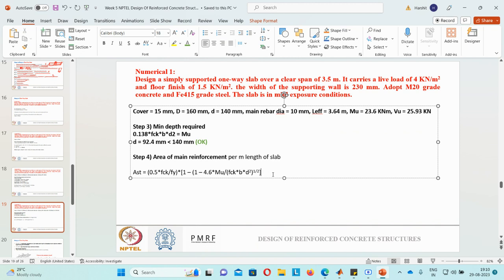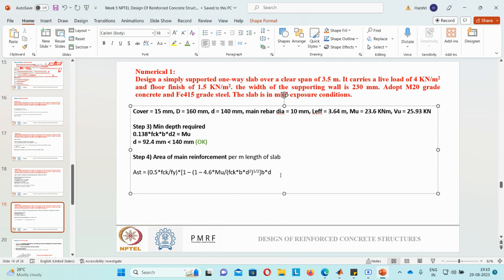So always, what we need to do is calculate Ast not as per balanced section, but as per the moment that is acting, and then check what is the maximum that we can provide. For Ast, try to remember this formula directly, because calculating the neutral axis depth first and then calculating Ast every time is more complex. When you are solving for a slab, it will take a lot of time to do that calculation every time. So try to remember this formula.